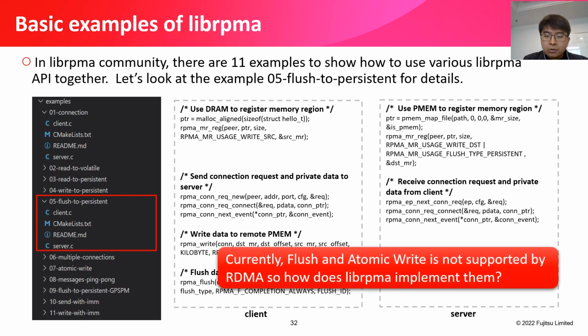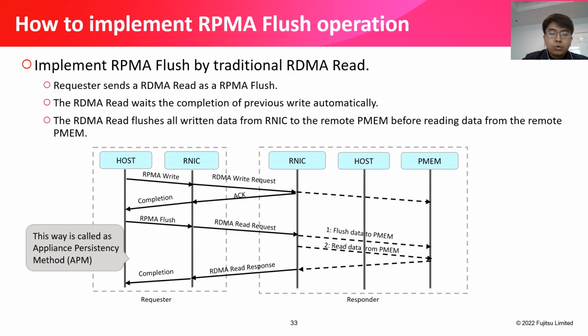Currently, flush and atomic write is not supported by RDMA, so how does librpma implement them? How to implement RPMA flush operation? librpma implemented RPMA flush by traditional RDMA read.